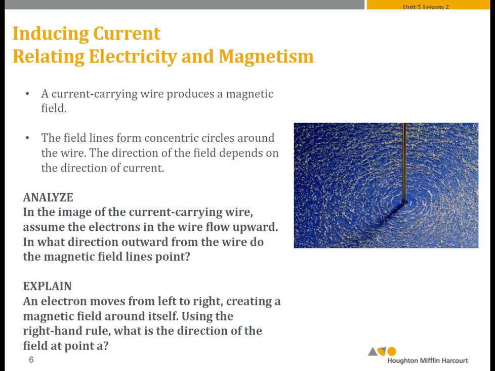If the electron is moving left to right on your screen, then you hold up your hand and point your thumb to the left, because that's the direction the current is going. Wrap your hand around, and then the direction of the magnetic field lines would be pointing into the screen, not out of the screen.